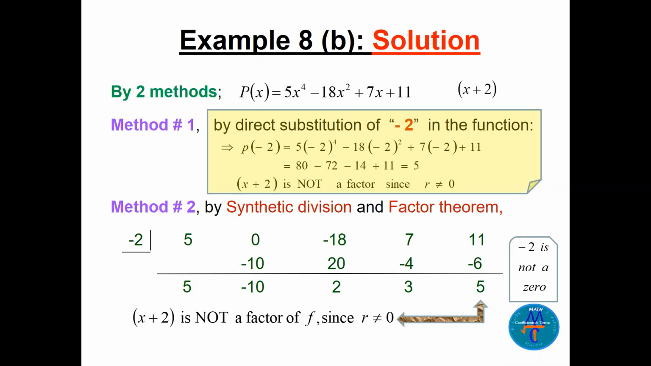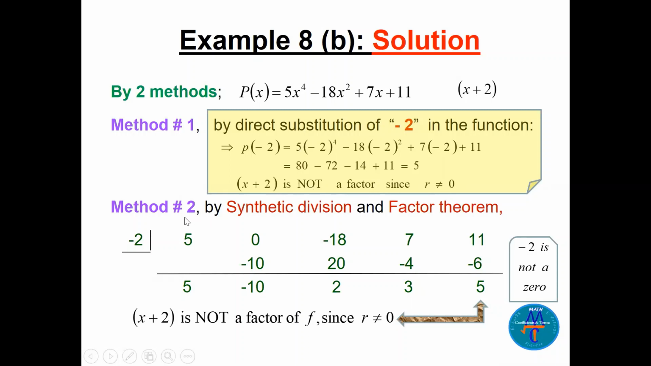You can just substitute the minus 2, which is the value of c, in the function. And sometimes you have to face a lot of calculations. So you get a number here. This 5 is the remainder. R is not 0, so that means x plus 2 is not a factor.